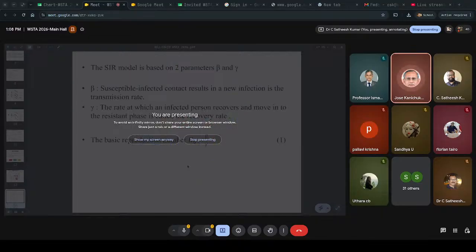The SIR model is based on 2 parameters, beta and gamma. Beta is the transmission rate: a susceptible-infected contact results in a new infection. Gamma is the rate at which an infected person recovers and moves into the resistant phase, called the recovery rate. The basic reproduction number is R0 equal to beta divided by gamma. So these 2, beta and gamma, are the main determinants, and they determine R0.